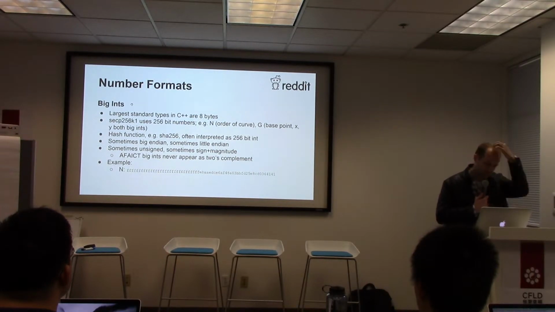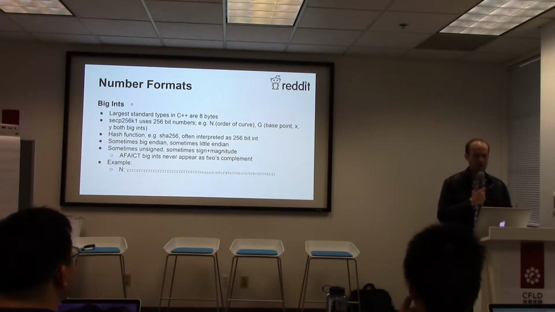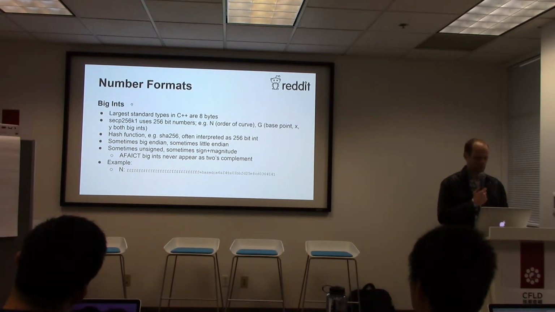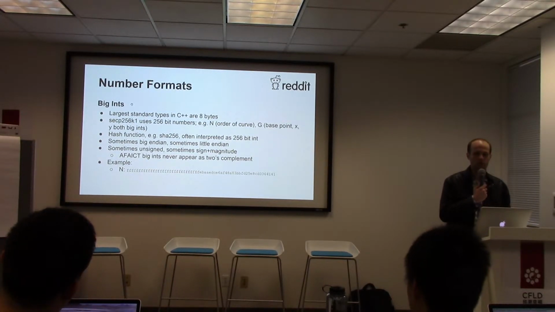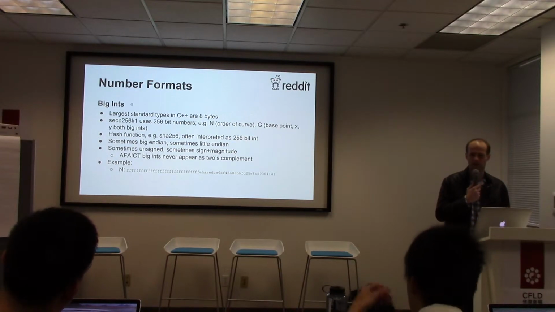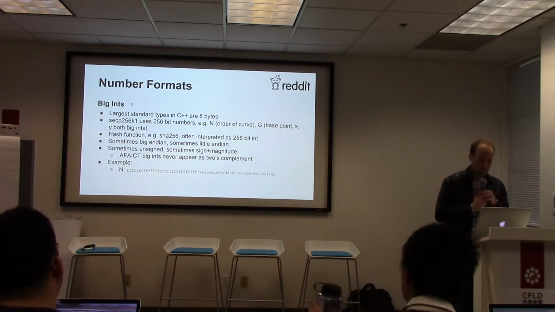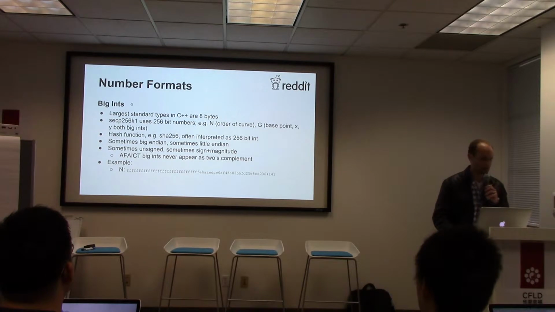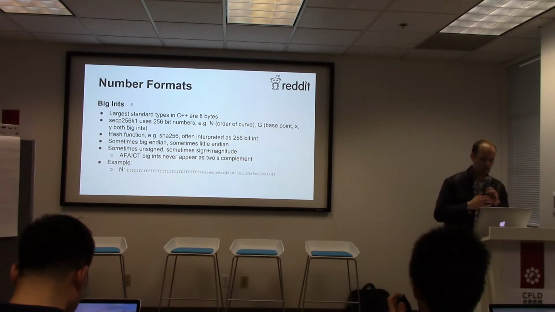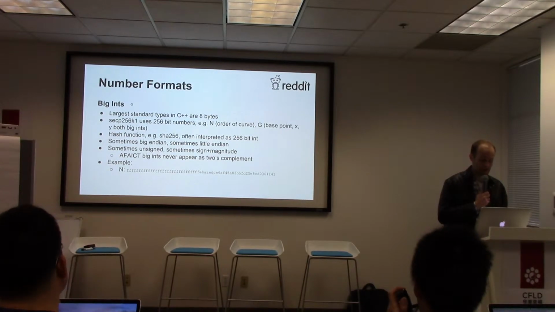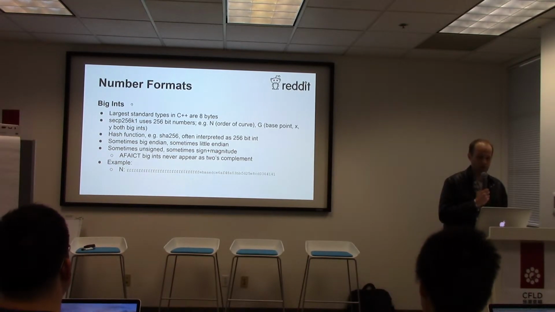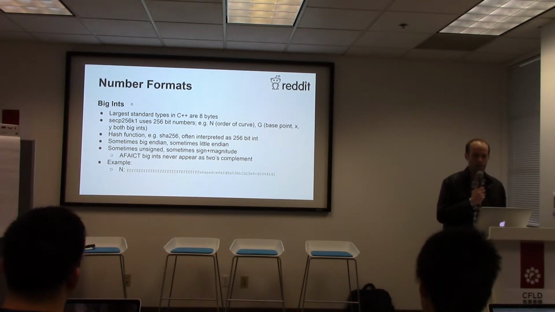This occurs in a transaction in the form of a public key, so we'll talk about that. And then also hash functions. Hash functions are also interpreted as numbers sometimes. Like SHA-256, 256 bits, is often interpreted as a number, a 256-bit number. And the example I have there on the bottom is the order of the curve of Bitcoin. That is a number that is in the Bitcoin source code.